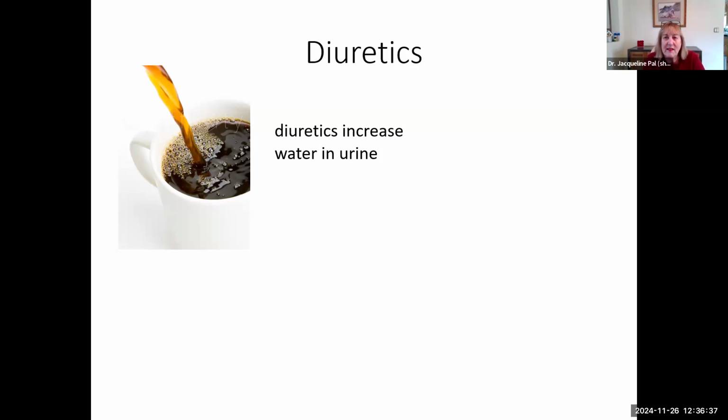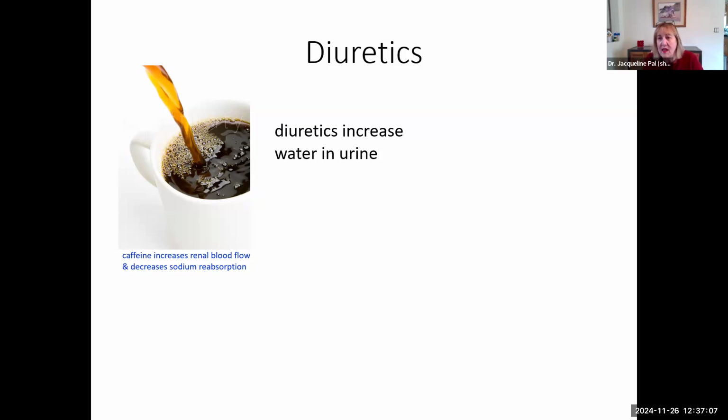So what happens is caffeine increases the blood flow to the kidneys. More blood flow going into the kidneys means more filtrate. More filtrate means more urine output. But in addition to that, caffeine also decreases the amount of sodium reabsorption. So it's a two-pronged approach to increasing your diuresis.